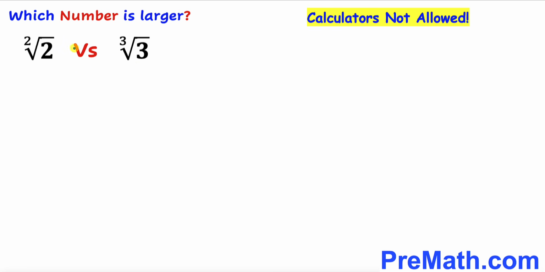Here we have two radical numbers. The first number is the square root of 2, and the second number is the cube root of 3. Our task is to find out which number is larger, the square root of 2 or the cube root of 3. Please bear in mind, we are not supposed to be using calculators of any kind.